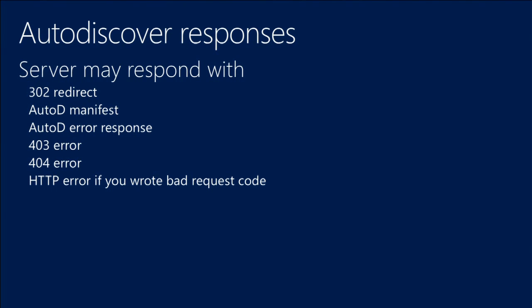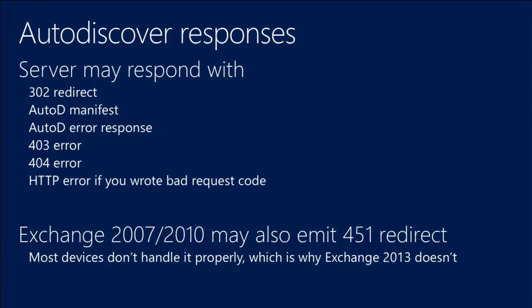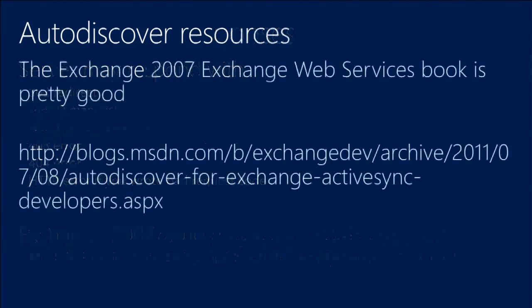So your client has to have a certain amount of retry logic in it so that when it gets an error like that, it can back off and try again after a period of time. You can get 401, 403s indicating that you have to re-authenticate. 404s generally mean that the autodiscover endpoint is not actually there, in which case you're going to try another well-known URL further down the list. And then you may actually get an HTTP error depending on your request type. I mentioned the 451 redirect that sadly has gone away.